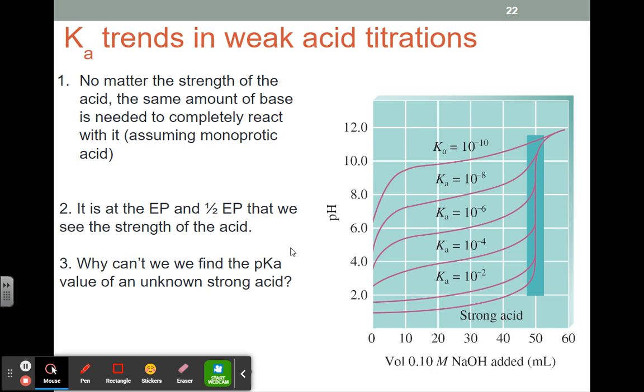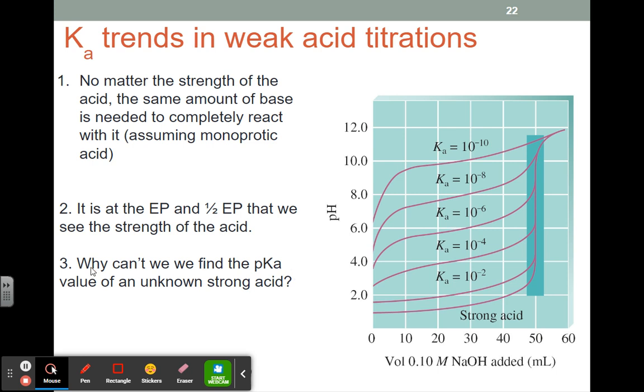All right, and of course then the half equivalence point is still going to be half of the 50 mils. So the 25 mils, which is half the equivalence point, you're going to get pH equals pKa, and notice that the pHs are changing because the pKa's are changing. It's the different acids. All right.